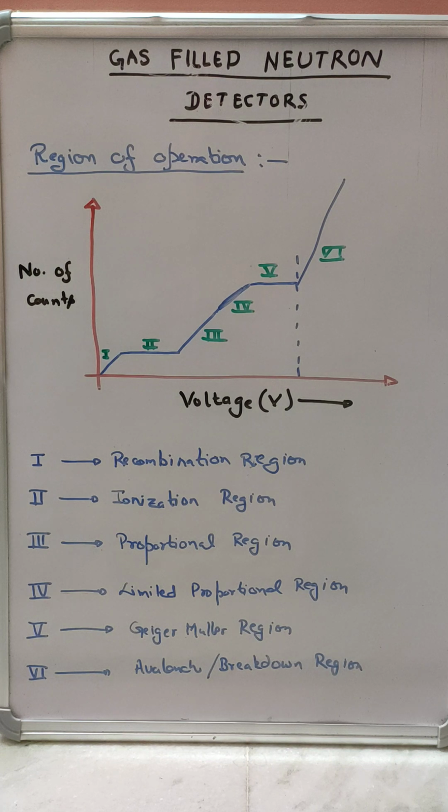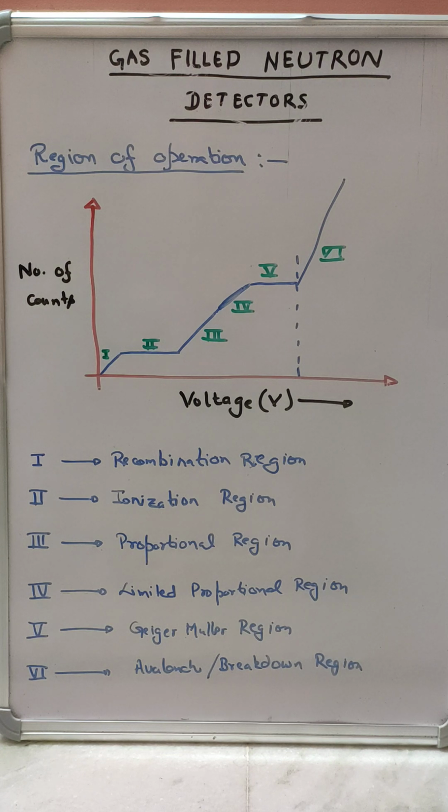If we increase the voltage, the number of ion pairs collected at the anode and cathode will increase. Now if we provide a sufficient voltage between anode and cathode so that no ion pair recombines in between, that region we call the ionization region. Even if we increase the voltage, there is no further increase in the number of ion pairs collected at the anode and cathode.